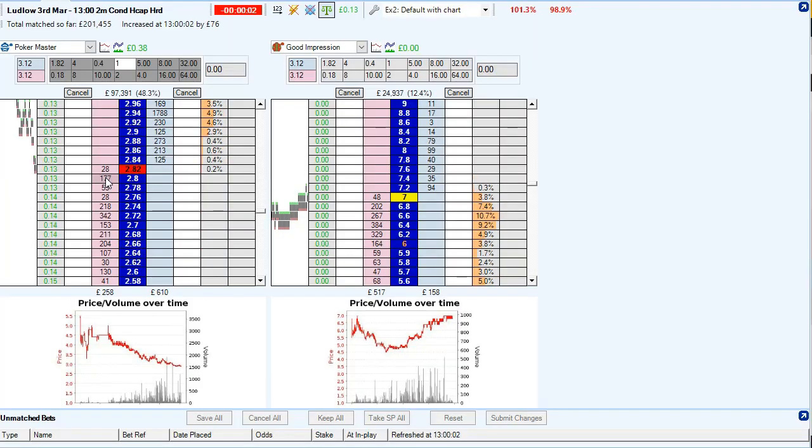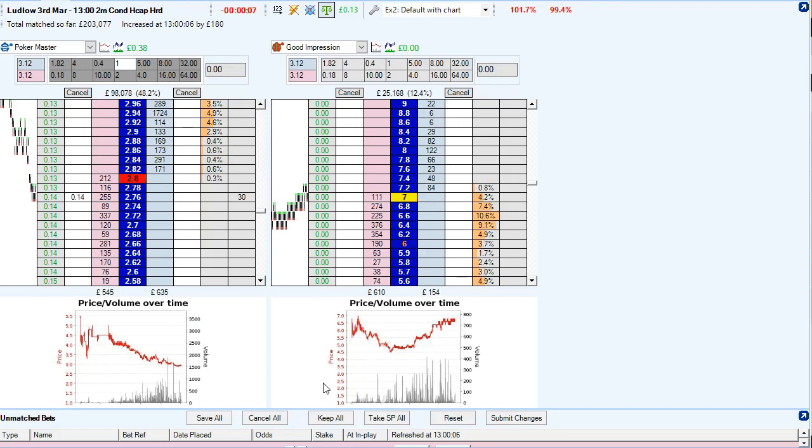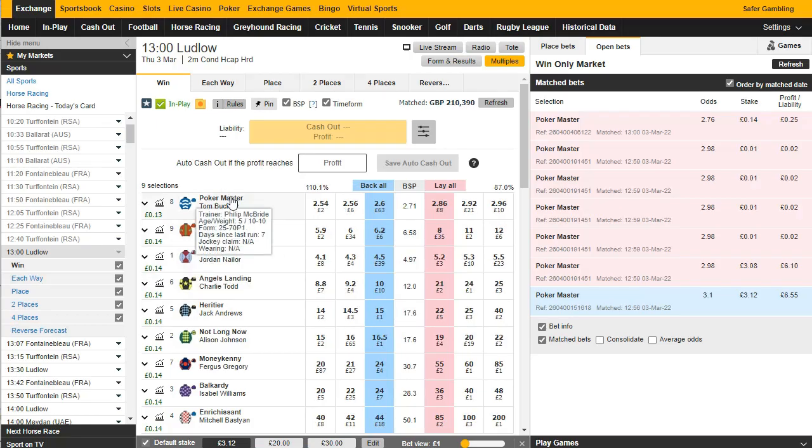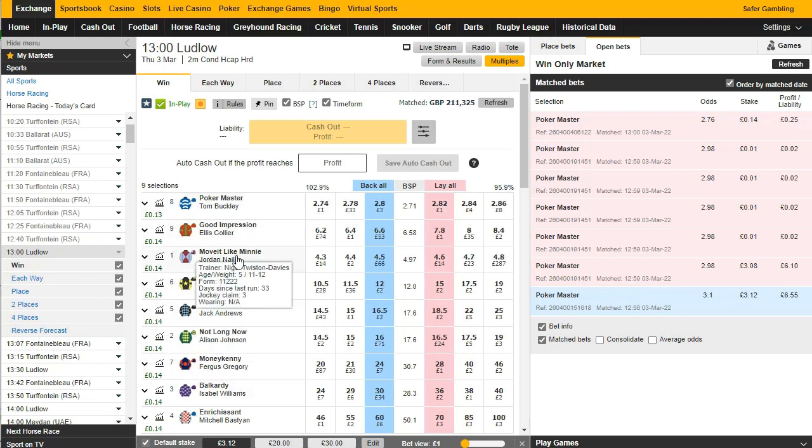So your decision now is, I'm going to green up there, and I'm going to keep that all. You can see how much that's come down. If Poker Master wins, then we only make 13, but if it loses, we make 14 pence if any of the others win. That's how it works. But now we've done that trade, and you can see it came in just before the off. There is an argument we could have got a lot more from that trade, but at the moment I'm just trying to build up stakes.